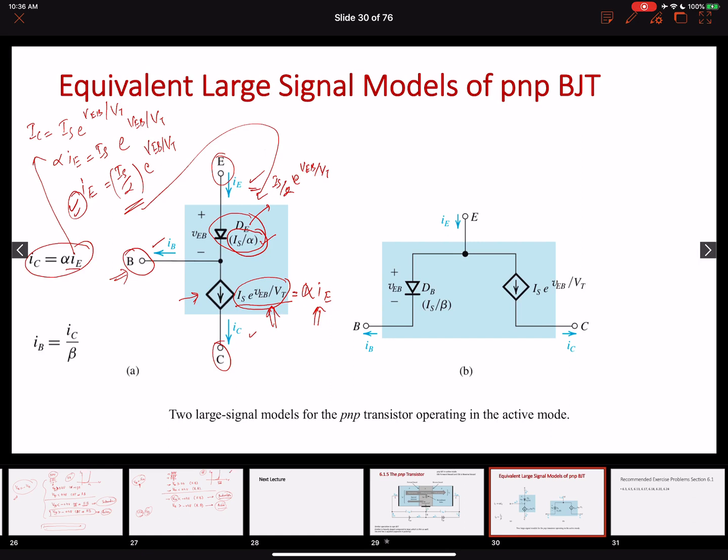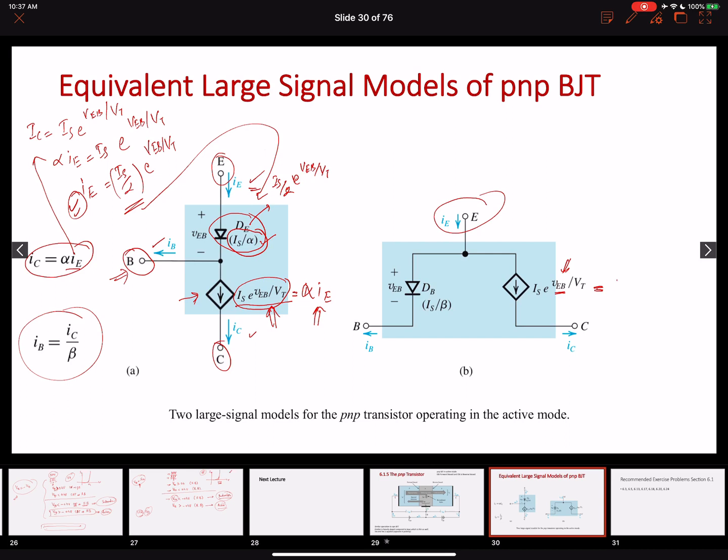Similarly, we can develop a common emitter model, which is going to remain similar to the NPN transistor, right? So we have three terminals: emitter, base, and collector. Direction of the currents, you can see it. Again, this is our collector current, which is based on this biasing voltage, the scaling current, and the exponent of this biasing voltage. The biasing voltage of the emitter to base junction, the polarity is opposite as compared to the NPN transistor.